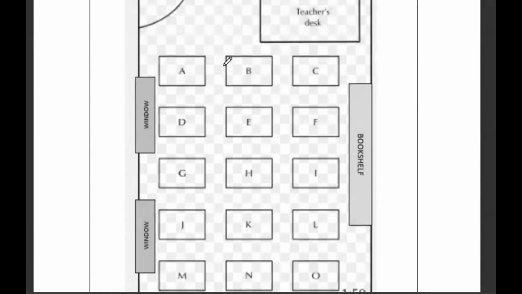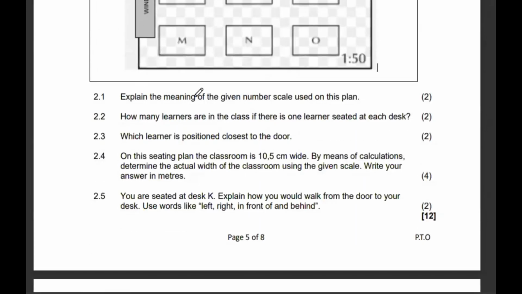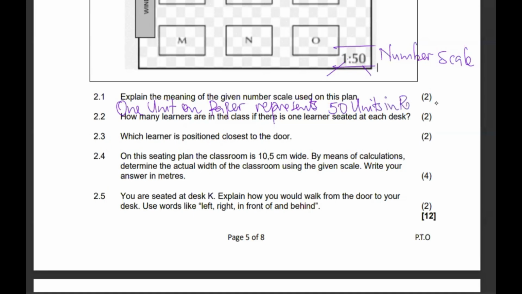This is the layout of the classroom. Let's look at the question. Explain the meaning of a given scale. Now, the given scale, this one is what we call the number scale. But when they ask for the meaning, simply meaning, 1 unit, you write 1 unit on paper represents the 50 units in real life. If you measure 1 unit on paper, you get 50 units in real life.